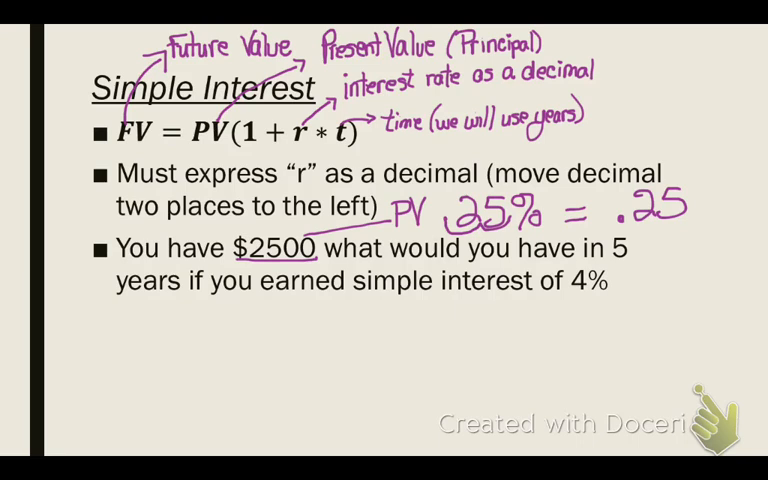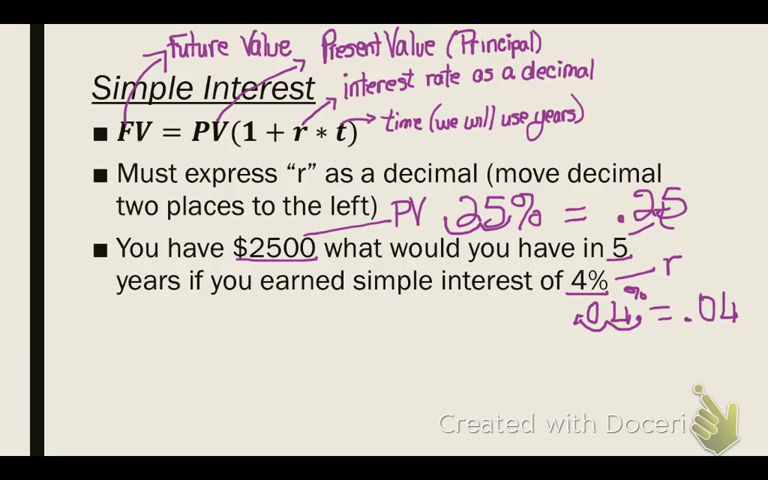So you have $2,500, which would be our present value, that you have in, what would you have in 5 years? And 5 years would be our time frame if you earn simple interest of 4%. Now remember, we have to express that 4% as a decimal. So we're going to move the decimal place two places to the left, so that would be expressed as 0.04.